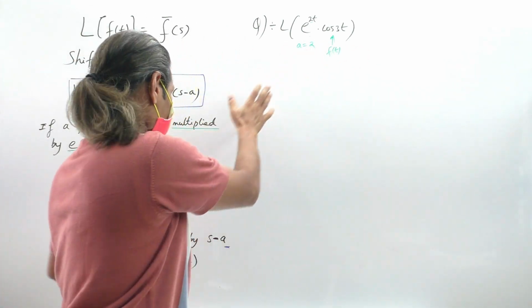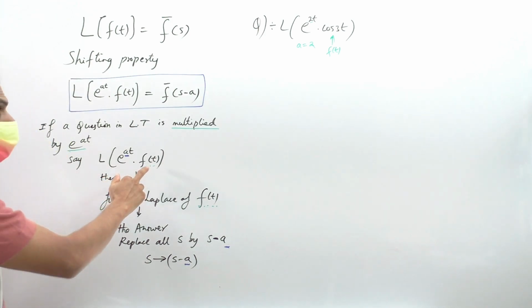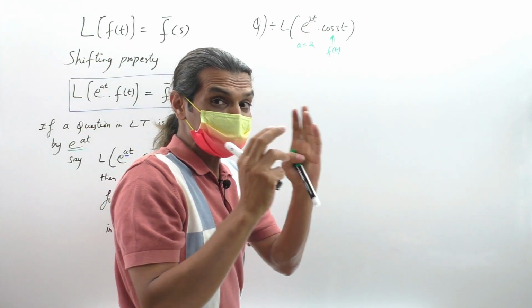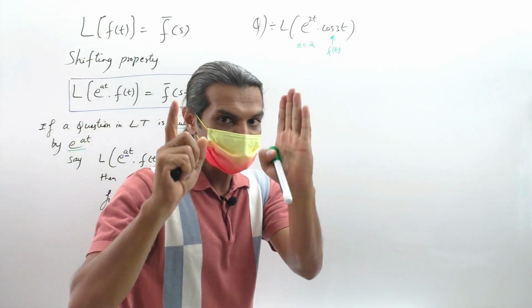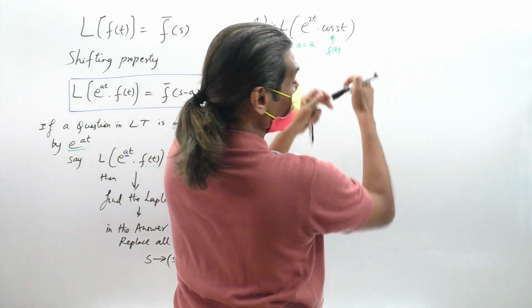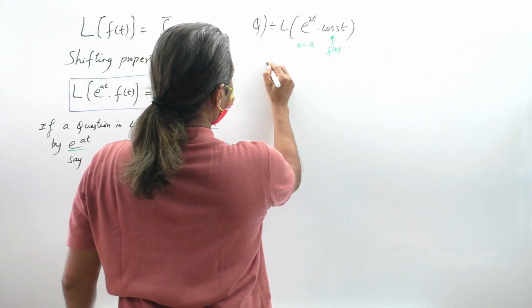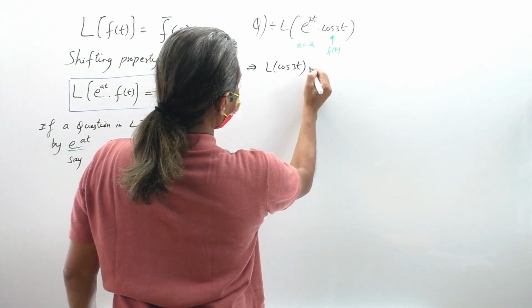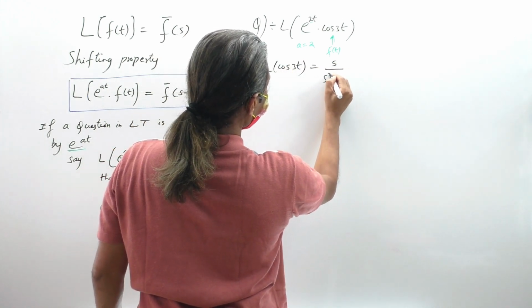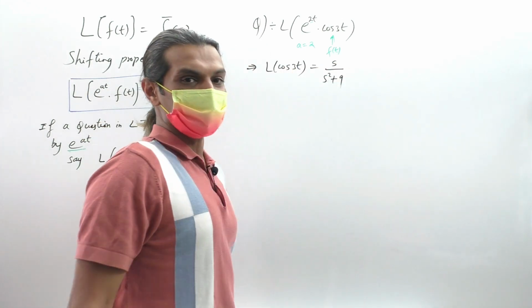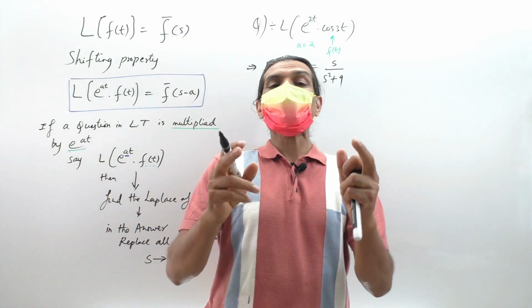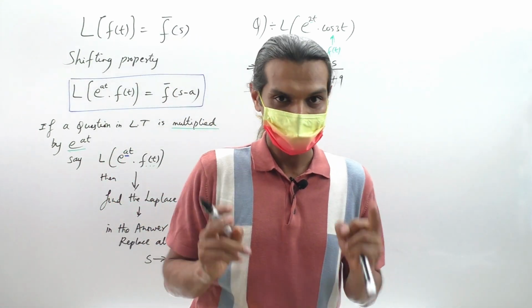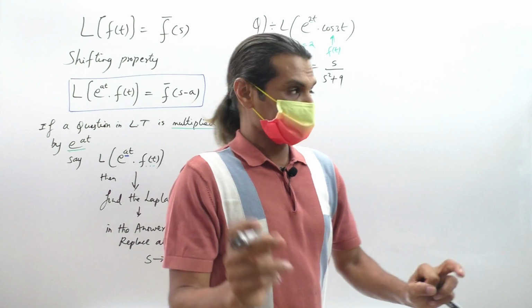So what to do? Find the Laplace of f of t. e raised to 2t, keep it as it is, into f of t, which is cos 3t. So we first find Laplace of cos of 3t, which is equal to s by s square plus 9. Because you know, Laplace of cos at is s by s square plus a square.